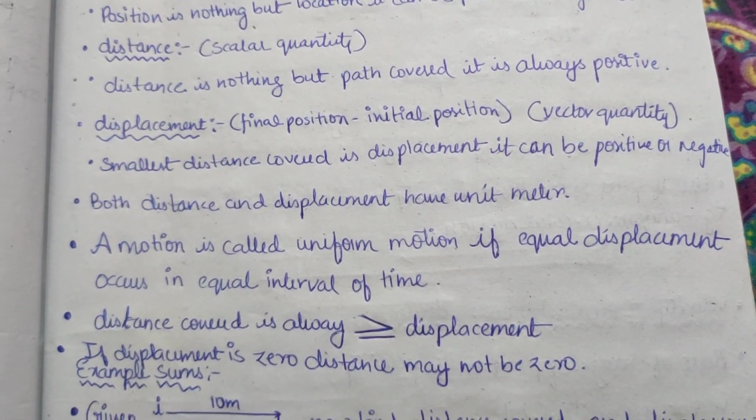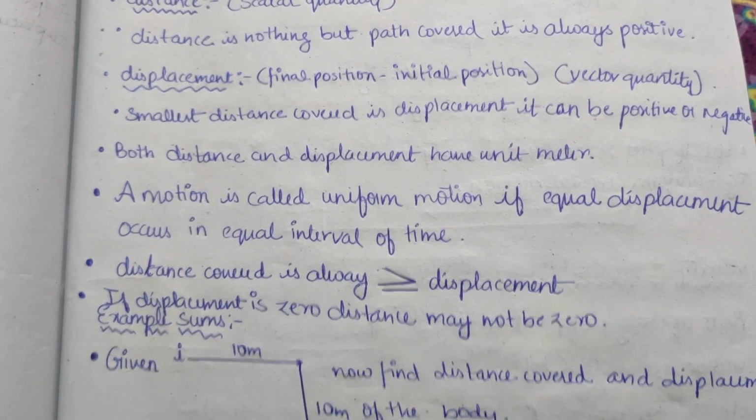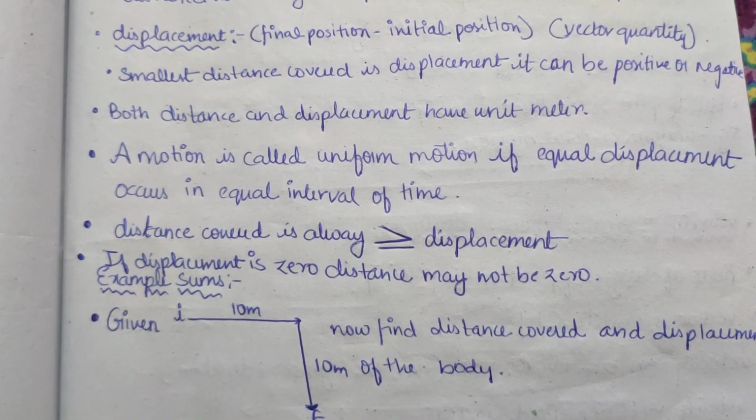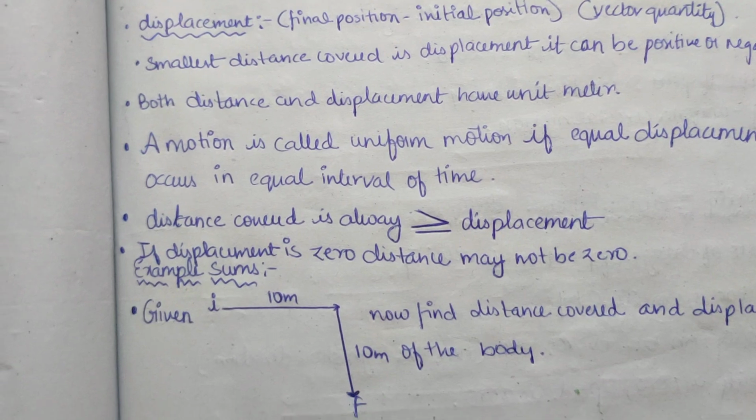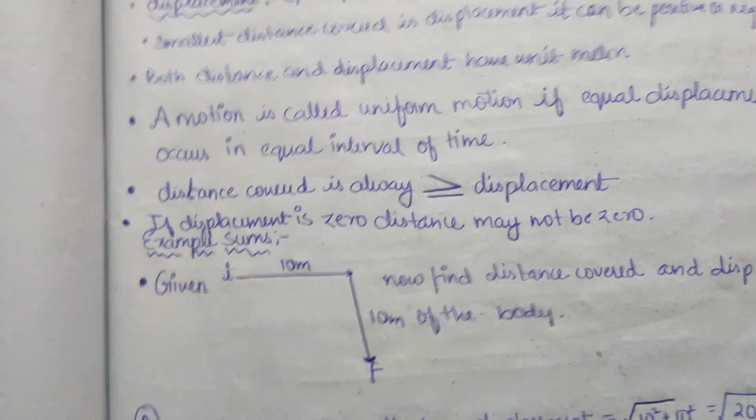Motion is called uniform motion if equal displacement occurs in equal time intervals. Here distance covered is always greater than or equal to displacement. If displacement is 0, distance may not be 0.